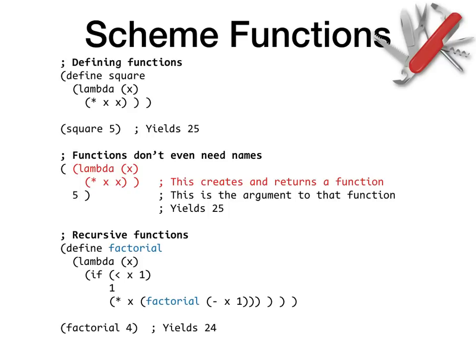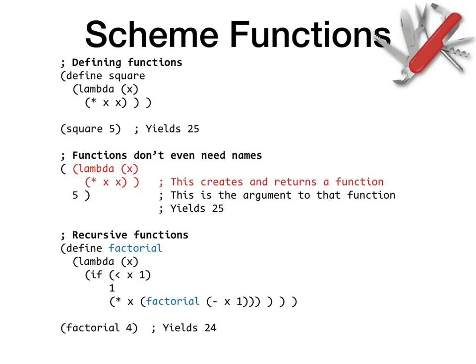You can do recursive functions, so you do a definition of a function. So here's the factorial function. Factorial, for those of you who aren't math people, factorial of 5 is 5 times 4 times 3 times 2 times 1. Right? So you get a function that takes a variable.